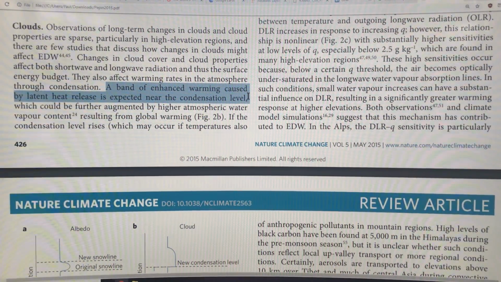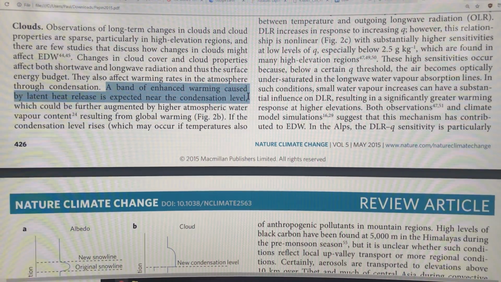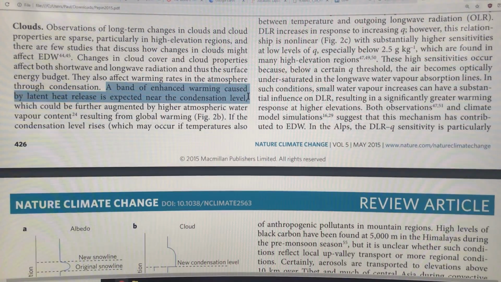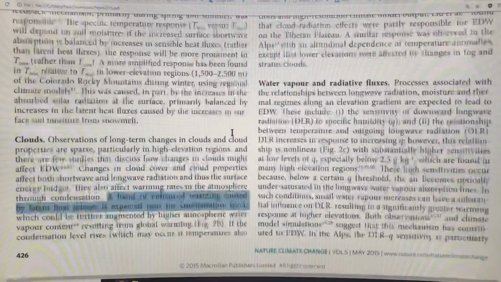Depending on where that happens, if the elevation of the condensation level is changing over time because of climate change and global warming, that can cause an enhancement of the warming at higher elevations.